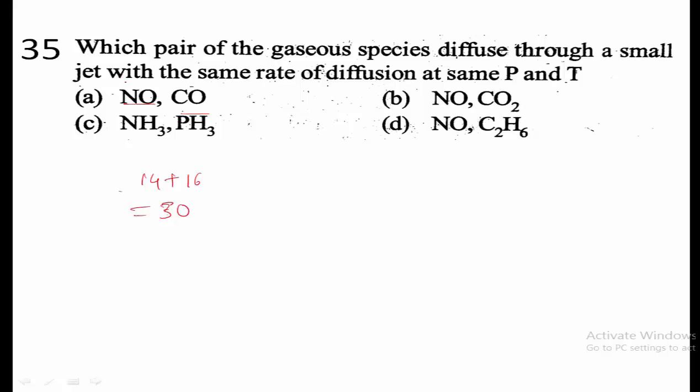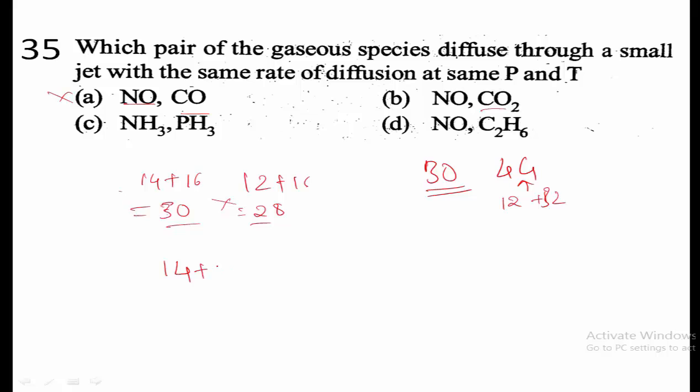Nitrogen is 14, oxygen is 16, and CO, carbon atomic mass is 12 plus oxygen 16. You will get 28. So both have different molar masses, so it is the wrong option. Then option B, nitrogen oxide, that is 30, already calculated, and CO2 will be 44. Carbon is 12 and oxygen is 32, so it gives 44. Option C, NH3: N is 14, H3 is 3, so 17. PH3, its mass is 30 plus 3, that is 33. So this is also wrong.